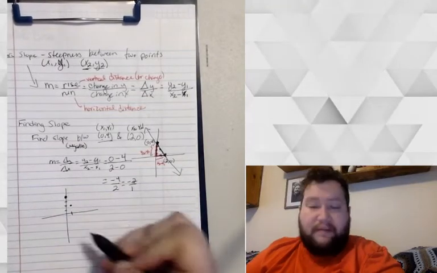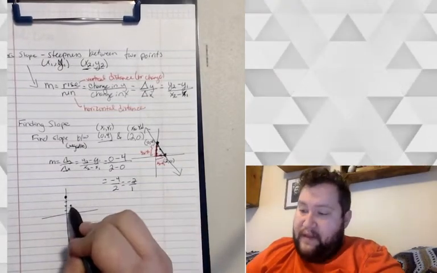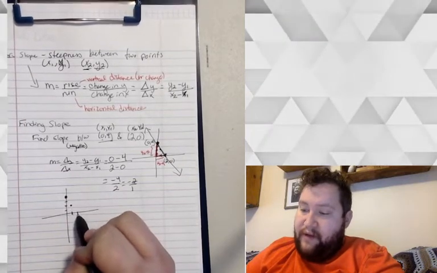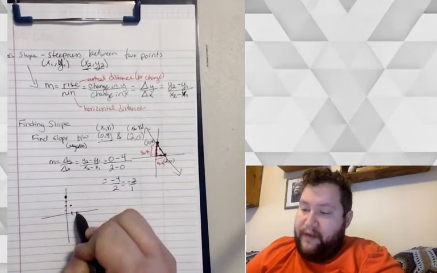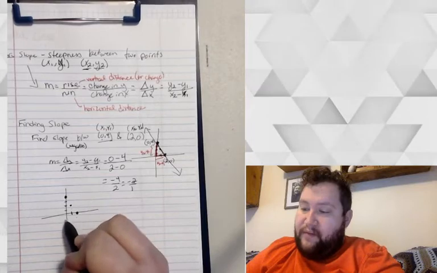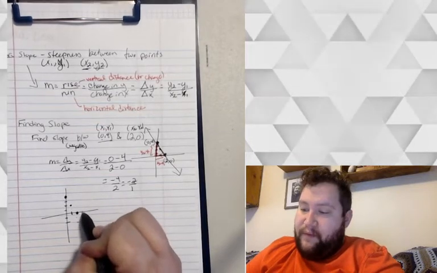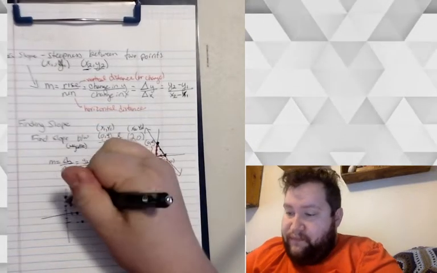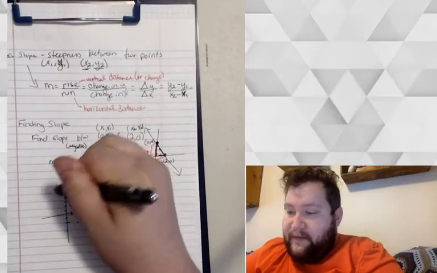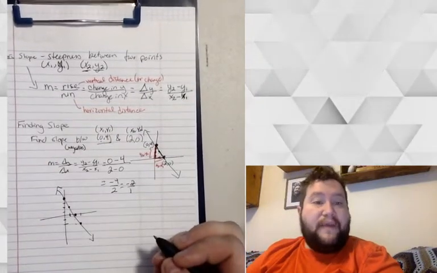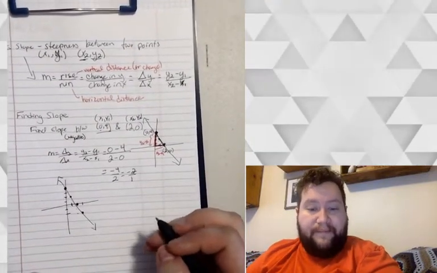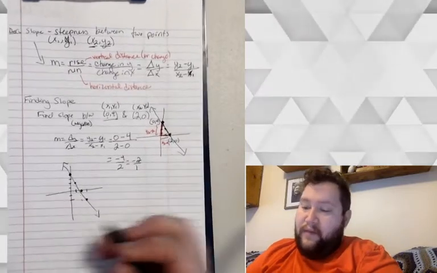So put a little tick mark so we know we're at 1. And then we'll go down 2, right 1. Put a point. And if you want, we could go down 2 more. Right 1 more to 3. We can connect those points. And so that's how we can plot a line with slope. Now let's go ahead and do one more example.